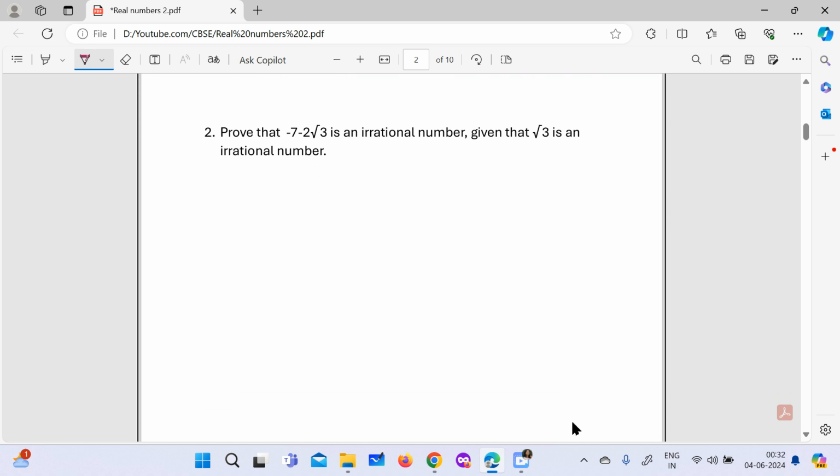So next question is, this question came in basic paper 2024. So this is the recent question paper. Now prove that 7 minus 2 root 3 is an irrational number given that root 3 is an irrational number. So this is a very good point, already given to you here. We have to prove that 7 minus 2 root 3 is an irrational number, and we are given root 3 is an irrational number. So how are we going to prove this?